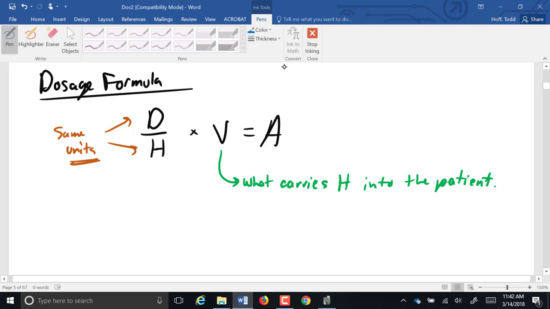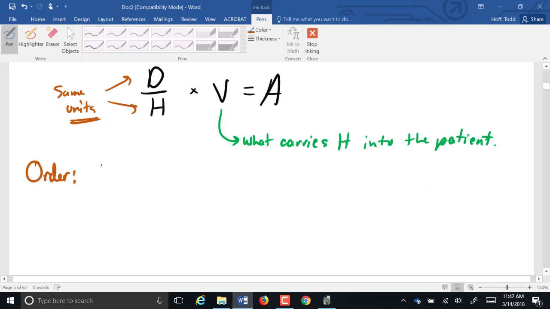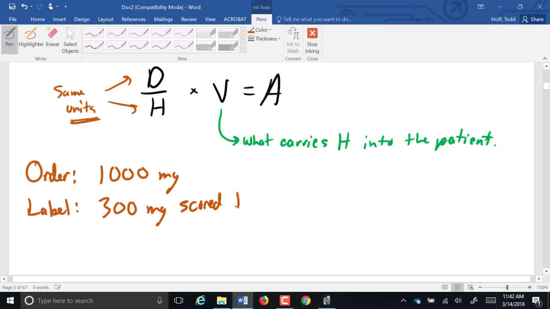So our example of that, let's say the doctor's order calls for 1,000 milligrams of medication, of pain reliever. And we look at the label. And our label says 300 milligram scored tablets. So the 300 milligram tablets is the important part there.